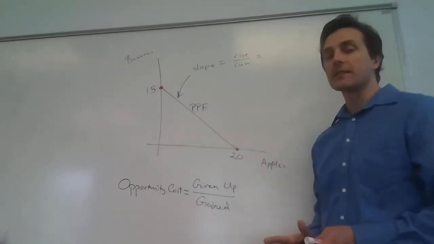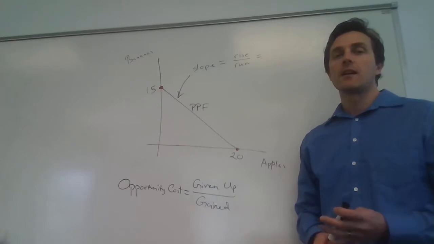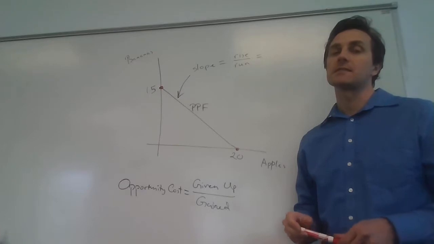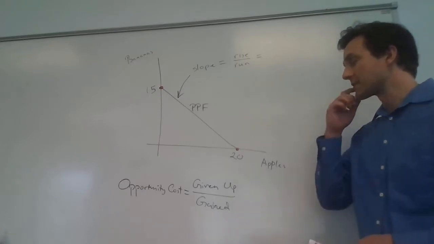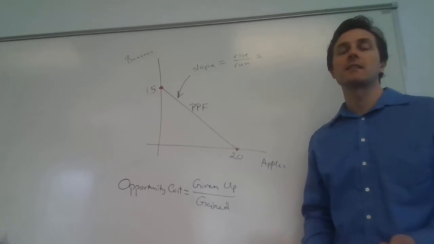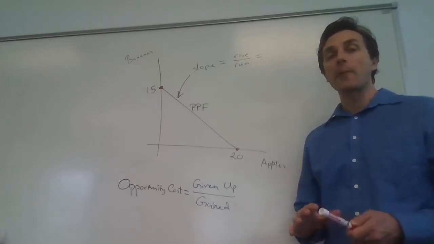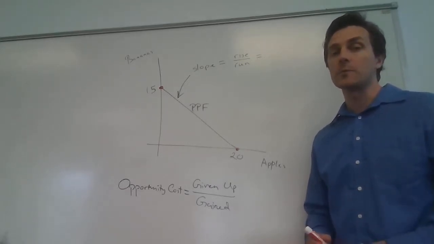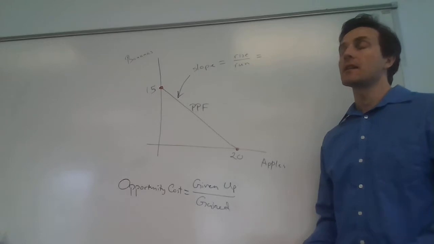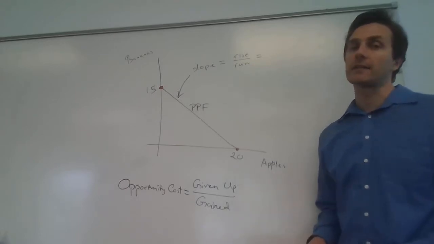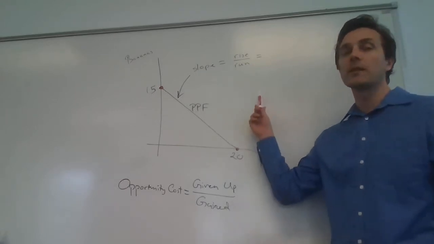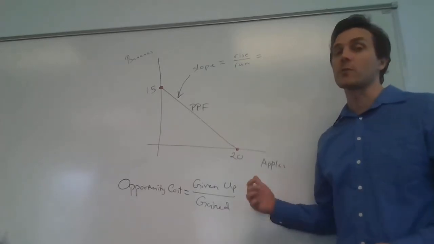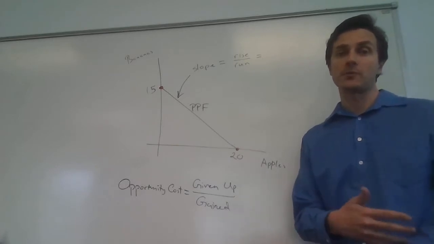Now, in order to calculate the opportunity cost from the production possibility frontier, what we're going to want to do is find its slope. It just so happens to be the case, and I'll explain why later, that the absolute value of the slope of the production possibility frontier gives you the opportunity cost of the good on the horizontal axis. So if we can find the absolute value of the slope, then we can find the opportunity cost of the apples in terms of how many bananas have to be given up per apple.